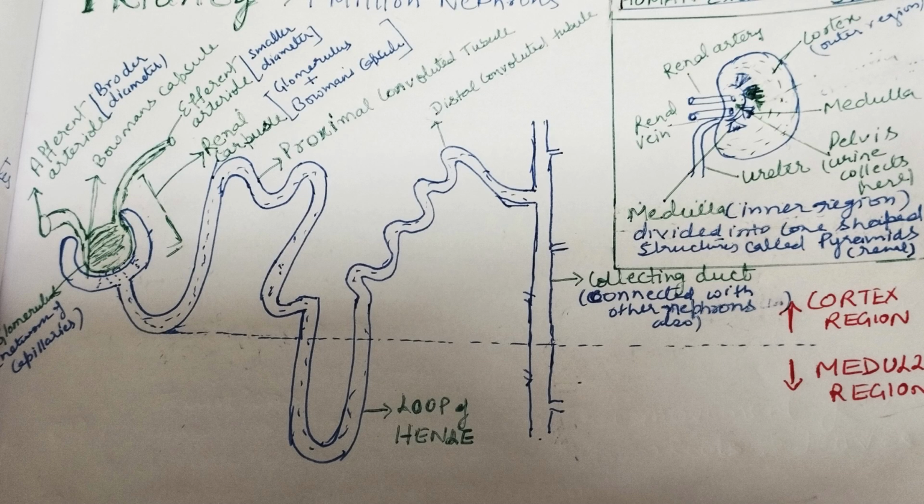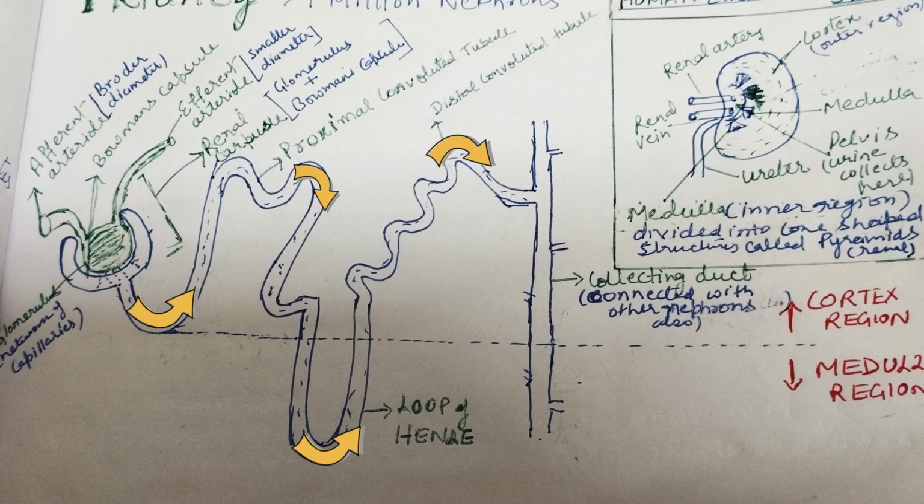When an arteriole with wider diameter is suddenly divided into many fine capillaries, due to the decrease in diameter, pressure is built up inside these capillaries and wastes are filtered through the walls of these capillaries. The filtered waste, that is the filtrate, comes to the lumen of Bowman's capsule. This process is called ultrafiltration. After ultrafiltration, wastes flow to the renal tubule.